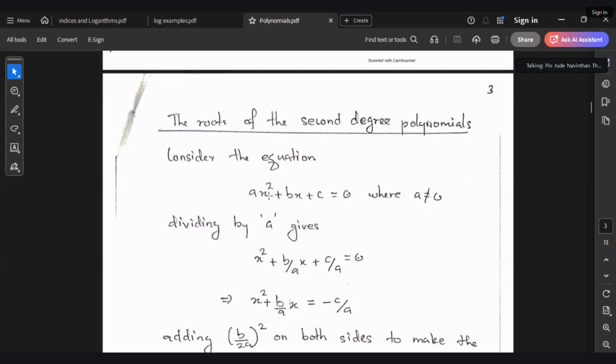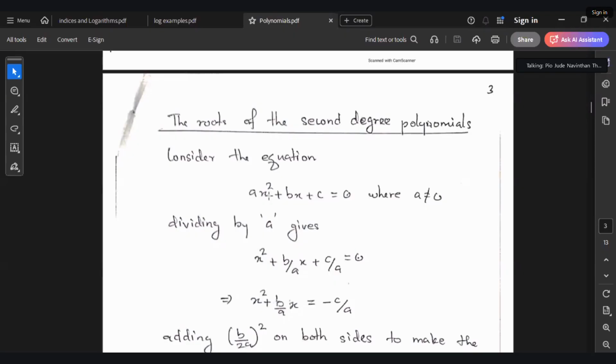Sometimes they are different values. That is what we call distinct values, D-I-S-T-I-N-C-T. Distinct value means different value. Right? Zero is also possible. We will see later. The third case is sometimes, I don't know if you have had experience of it or not, we say no solution.